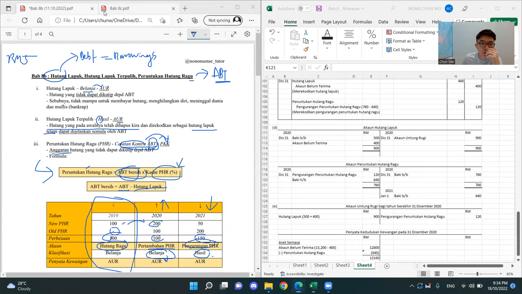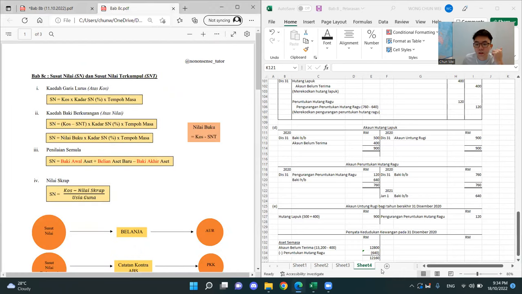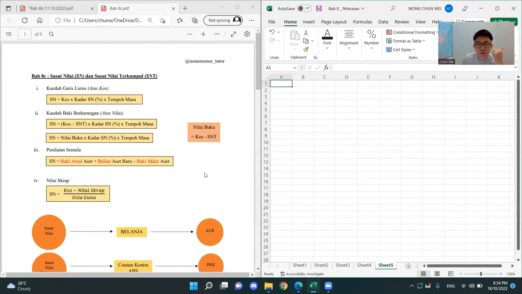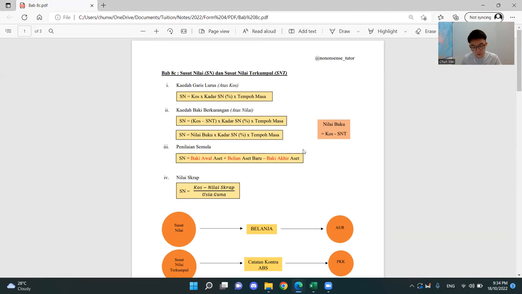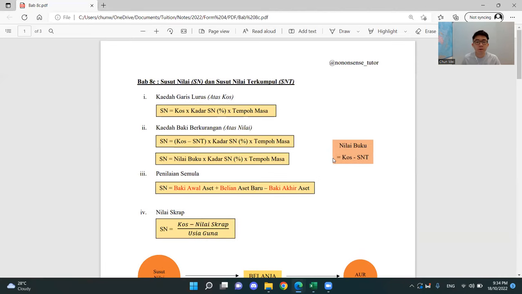So now, we go into 8C. Okay, before we start doing the question, let's look at some Nota. All right, so 8C, we'll be talking about the susut nilai, SN, or susut dan susut nilai terkumpul. Normally, I will shortcut and call it SNT. So SN and SNT. Okay, and for this susut nilai, there are a few methods to calculate the susut nilai.